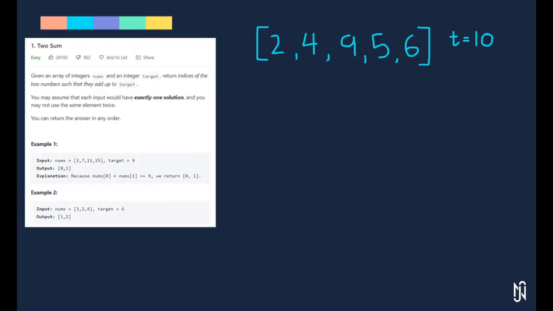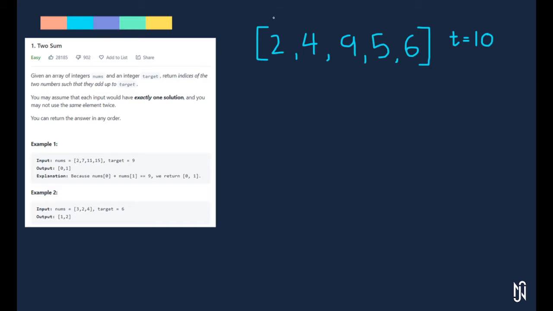So in this problem, we have an array and we have a target. In this array, there are going to be two values that add up to the target, and we want to return their indices in the array. So my first answer for this was a simple brute force solution where we would loop through the array and check basically every combination of values to see if they add up to the target.